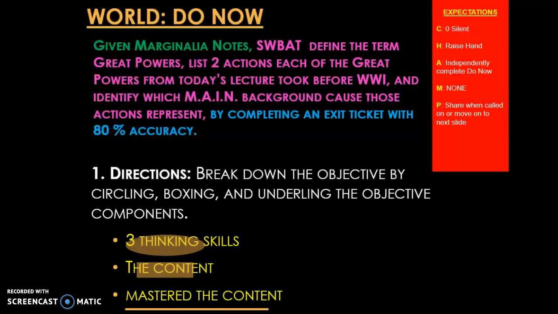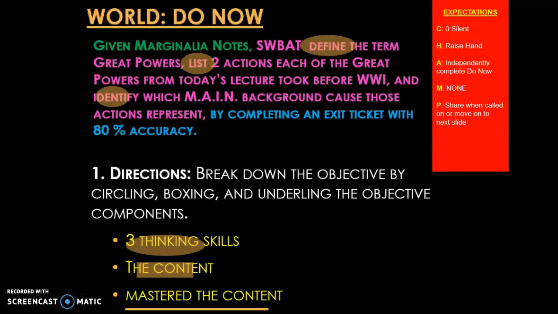Alright, so let's make sure that we broke down our objective correctly. Our objective reads, given marginalia notes, students will be able to, and you should have circled define, list, and identify. Those are our 3 thinking skills for today.